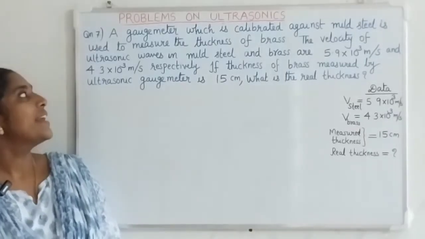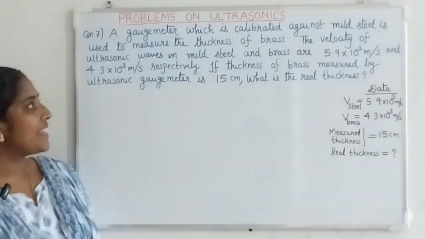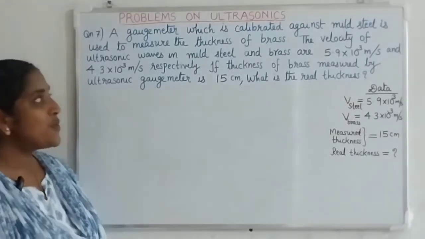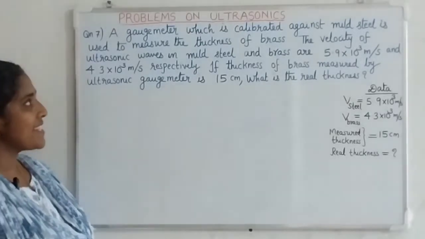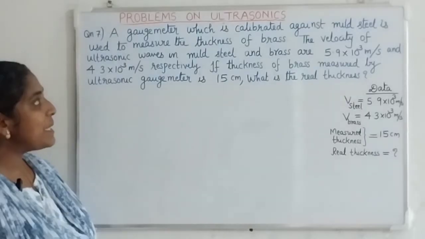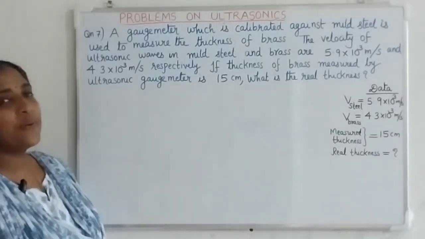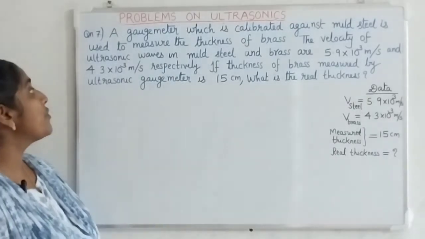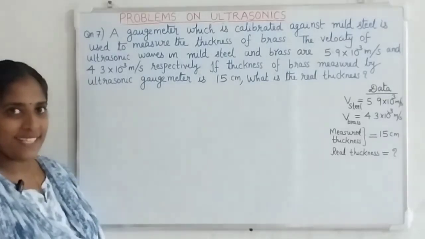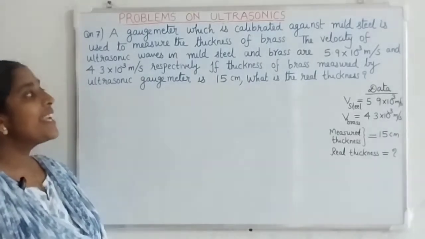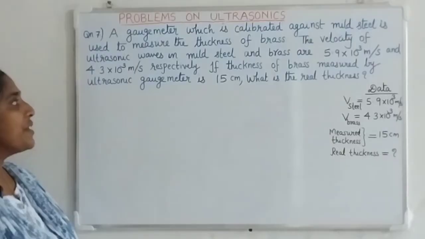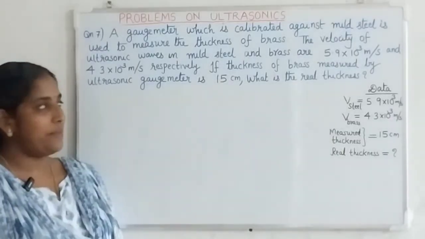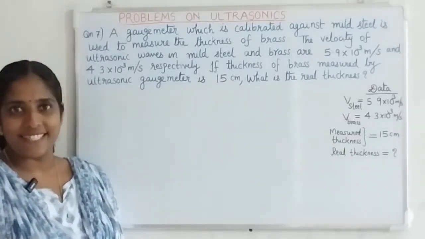One last question. A gauge meter which is calibrated against mild steel is used to measure the thickness of brass. The velocity of ultrasonic waves in mild steel and brass are 5.9 into 10 raised to 3 meter per second and 4.3 into 10 raised to 3 meter per second respectively. If the thickness of brass measured by the ultrasonic gauge meter is 15 centimeter, what is the real thickness?